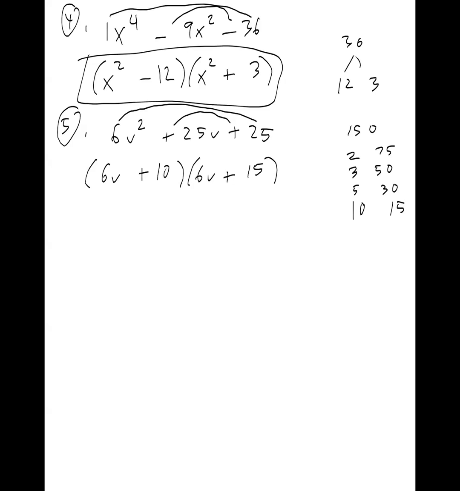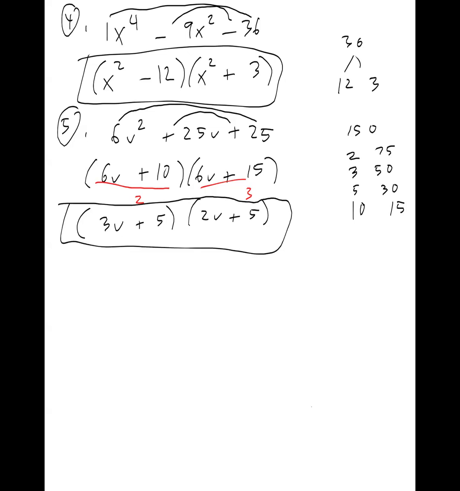Now, this is not the correct answer yet. We have to cancel out the extraneous factors, which is any number that divides into both sides of the factors. So we have to divide this one by 2 and this one by 3. And then once we do that, we'll get the correct answer, which is 3v plus 5 and 2v plus 5. So 3v plus 5 and 2v plus 5, and that is the correct answer.